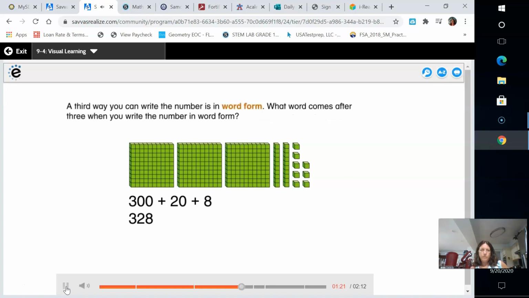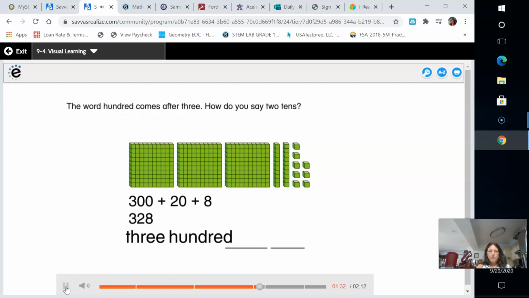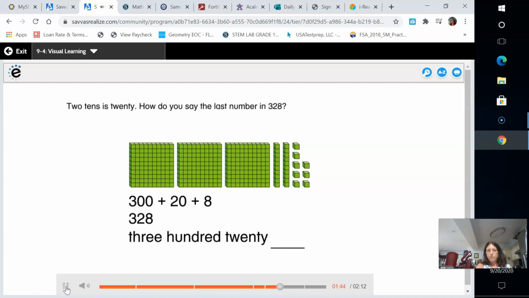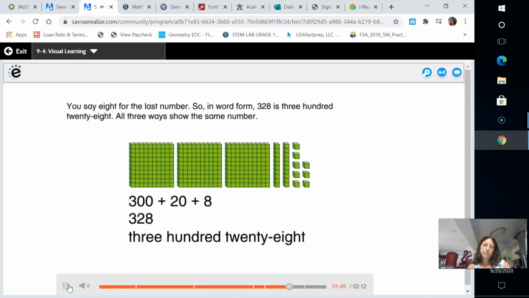A third way you can write the number is in word form. What word comes after 3 when you write the number in word form? The word hundred comes after 3. How do you say 2 tens? 2 tens is 20. How do you say the last number in 328? You say 8 for the last number. So, in word form, 328 is three hundred twenty-eight. All 3 ways show the same number.